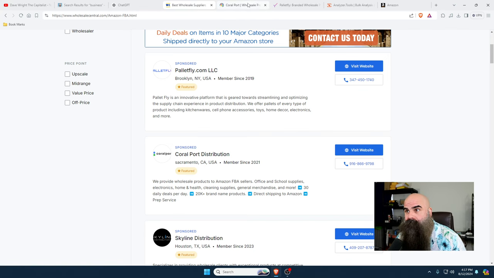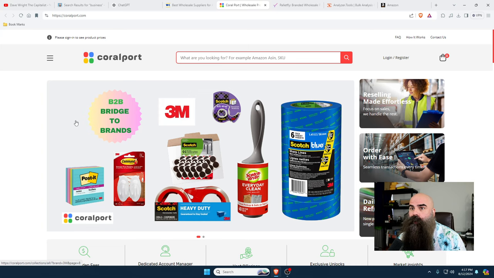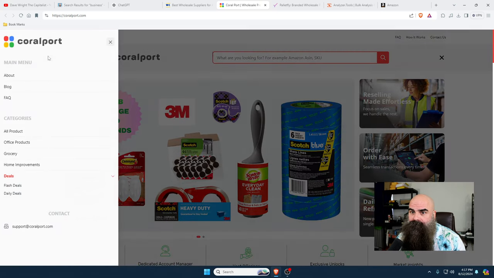This is what I would do if I was checking this out, and I've never worked with Coral before. So first things first, I look right on the main screen here and see if they have a sheet to download. I don't particularly see anything right off the bat.